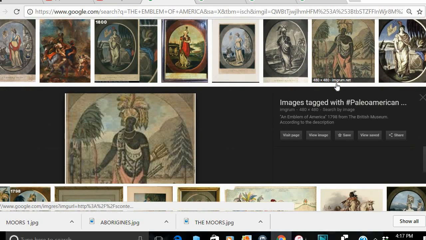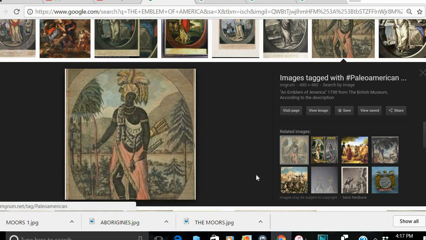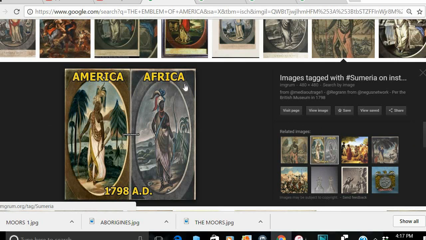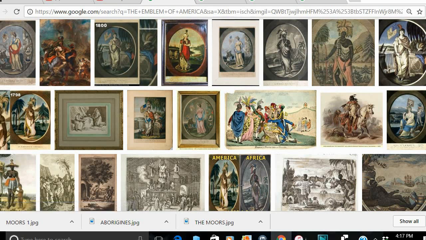All right. So let's look. Let's see some more of these images, man. Look, here we go right here. There's another one. Can't really even see this one, but this one says, look, America, Africa, America, Africa, America, Africa. Get it? No, you don't get it. You people ain't gonna never get it.